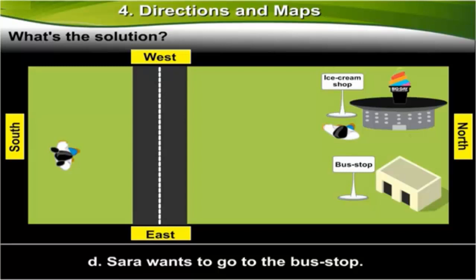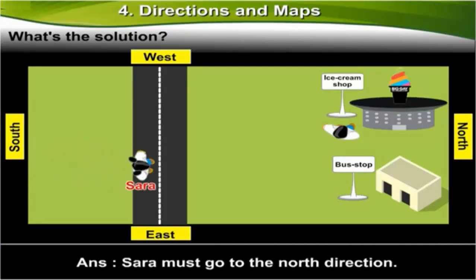D. Sarah wants to go to the bus stop. In which direction must she go? Answer. Sarah must go to the north direction.